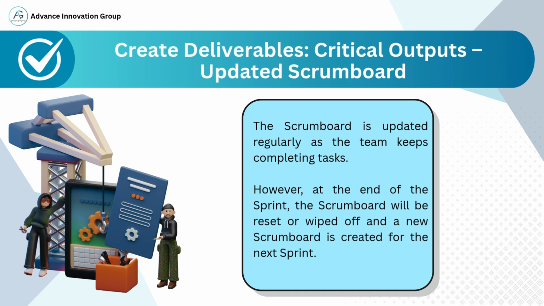At the end of the sprint, the Scrum Board reflects the final status of all tasks. Then, it is wiped clean or reset to prepare for the next sprint. A new Scrum Board is created with fresh tasks from the new sprint backlog. This cycle of updating and resetting ensures transparency and keeps the team aligned sprint after sprint.